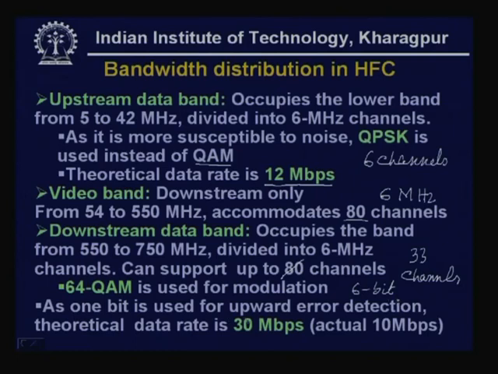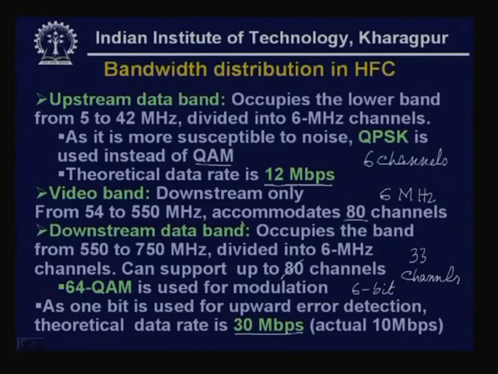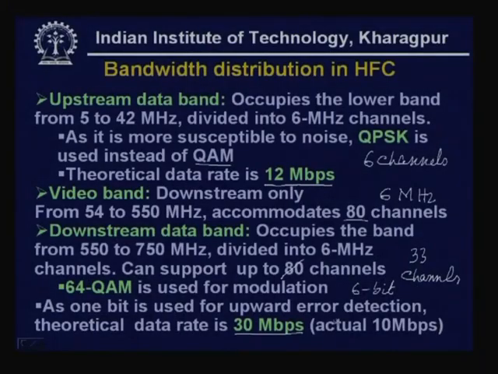However, 1 bit is used for upward error detection, and that is how the theoretical data rate is 30 megabits per second. However, in practice the actual rate will be 12 megabits per second. So, you may be asking why the actual data rate is 12 megabits per second. The reason is that the cable being used for this downstream data is essentially that 10 base T twisted pair cable, and with the help of that you can support only 10 megabits per second. As a consequence, the actual data rate will be much smaller.